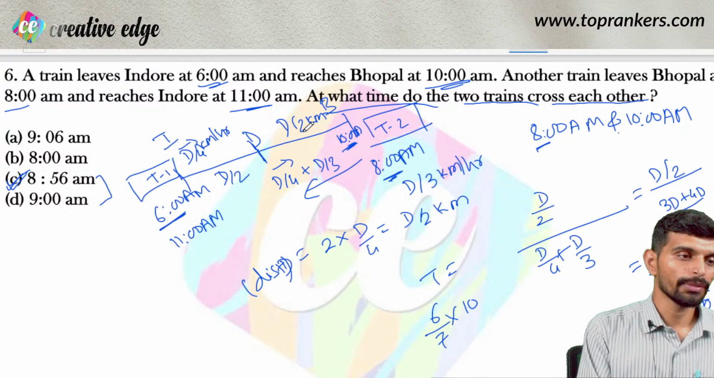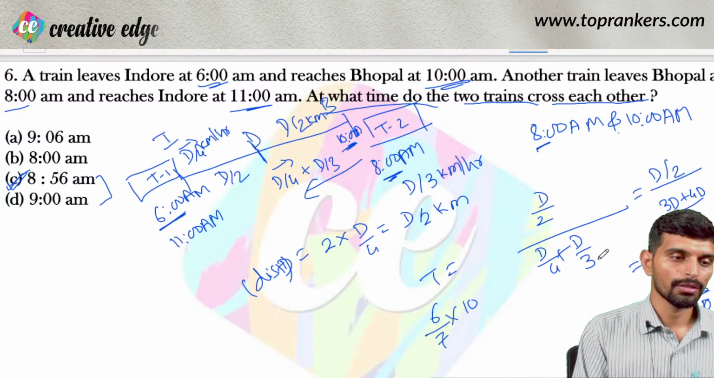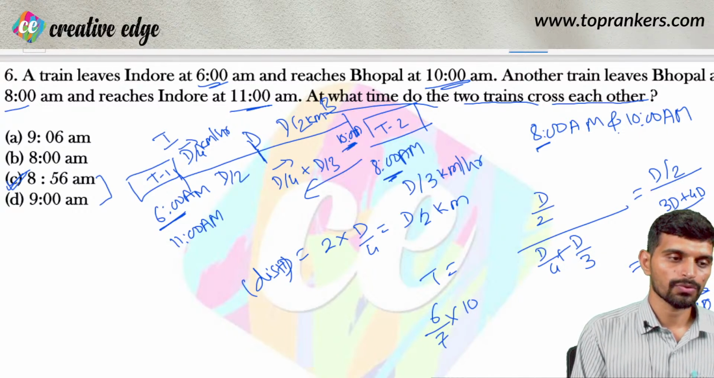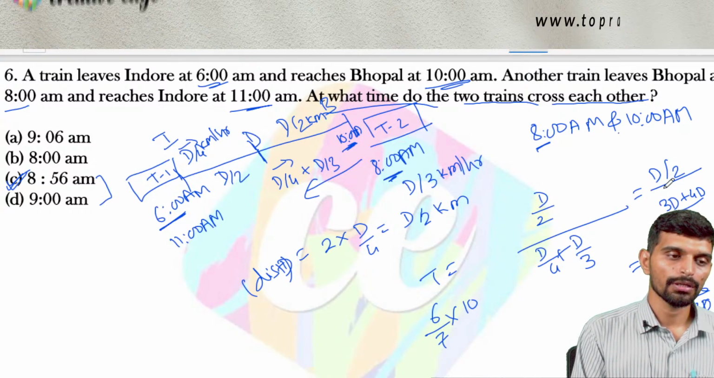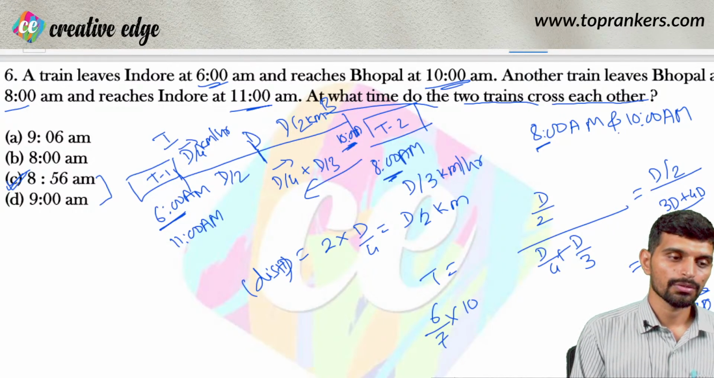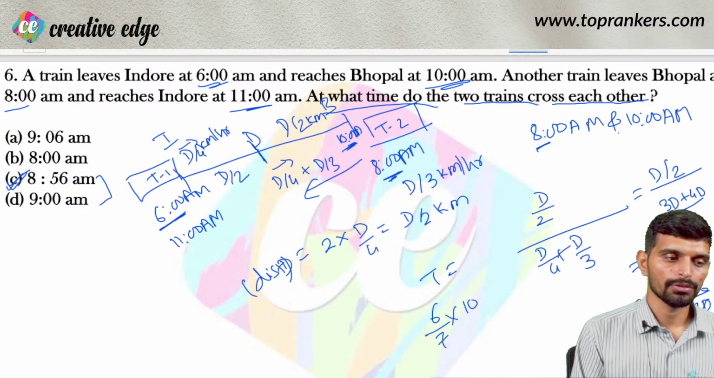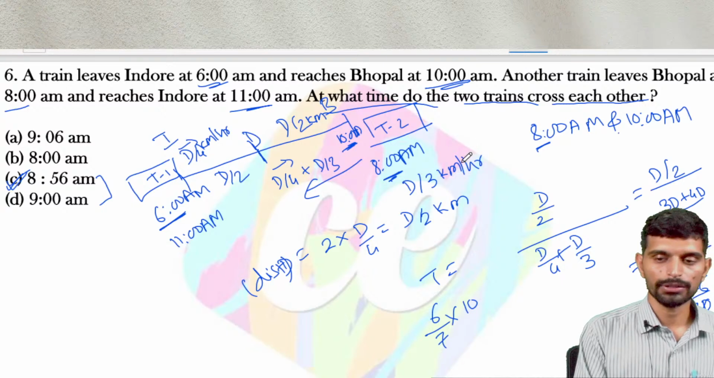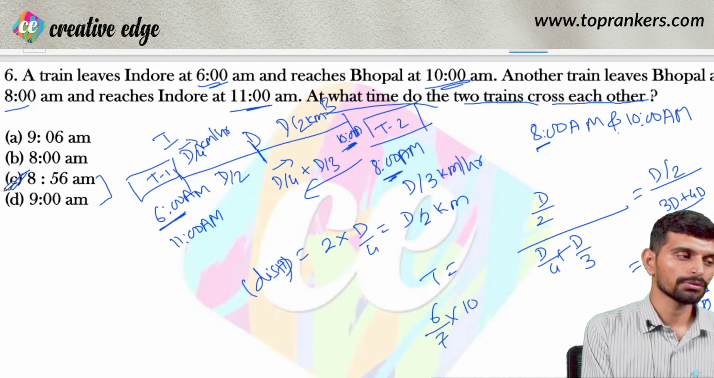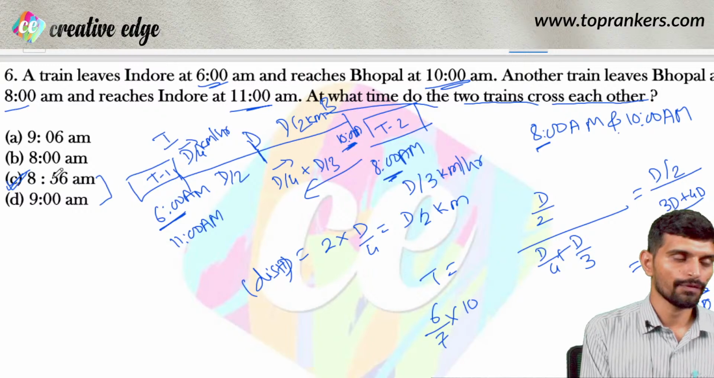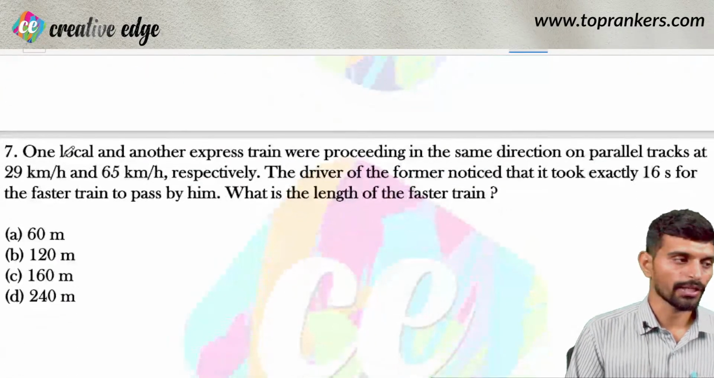So this d by 2 distance is to be covered by d by 4 plus d by 3. Take LCM, that is 12, that is 3d plus 4d, 7d. So that will be 7 into 2, 14, or you can say 12 by 14 or 6 by 7 hours. So after 8 it is less than 1 hour, so that is definitely 8:56. Let's move to the next question.